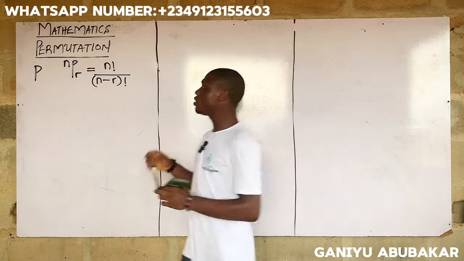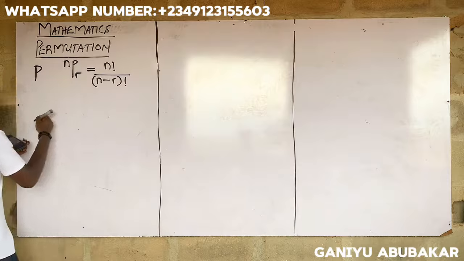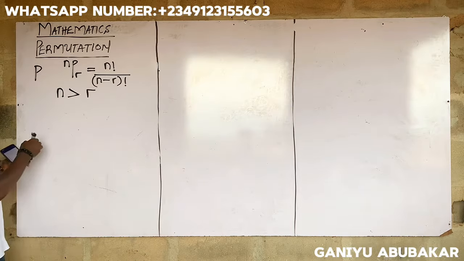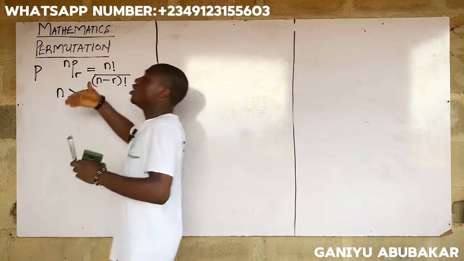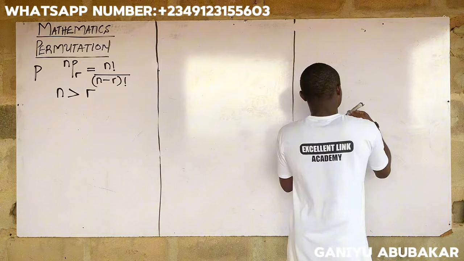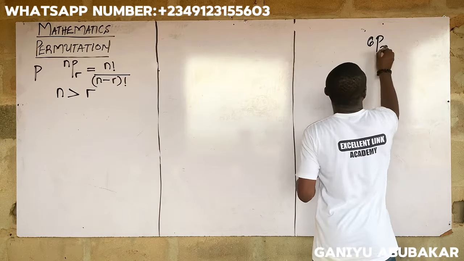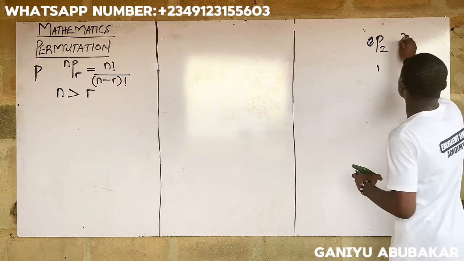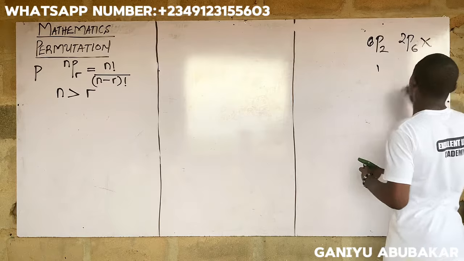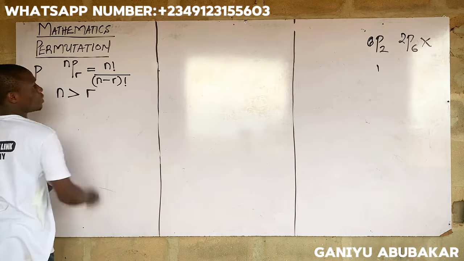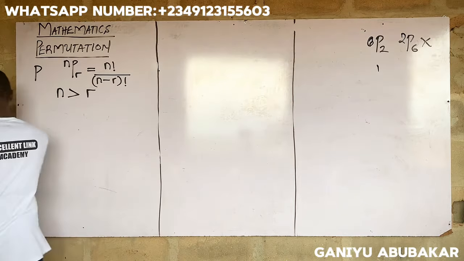At this point, note that the value of n is always greater than R. It is very important that the value of n is always bigger than R. What do I mean? If I have 6 permutation 2, this is correct, it makes sense. But if I have 2 permutation 6, this is wrong, please. The value of n here must be bigger than R. So that becomes your concept.